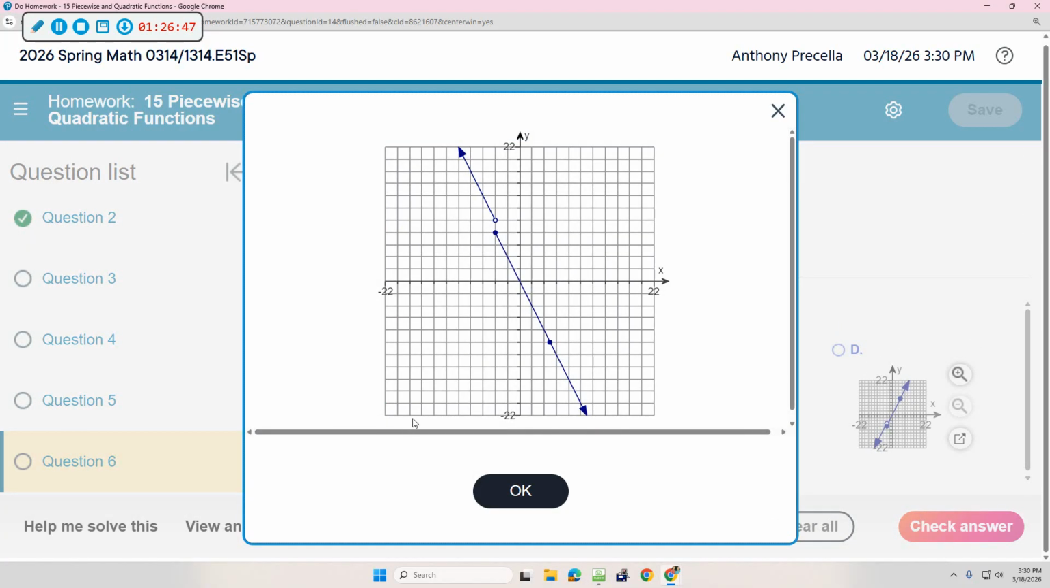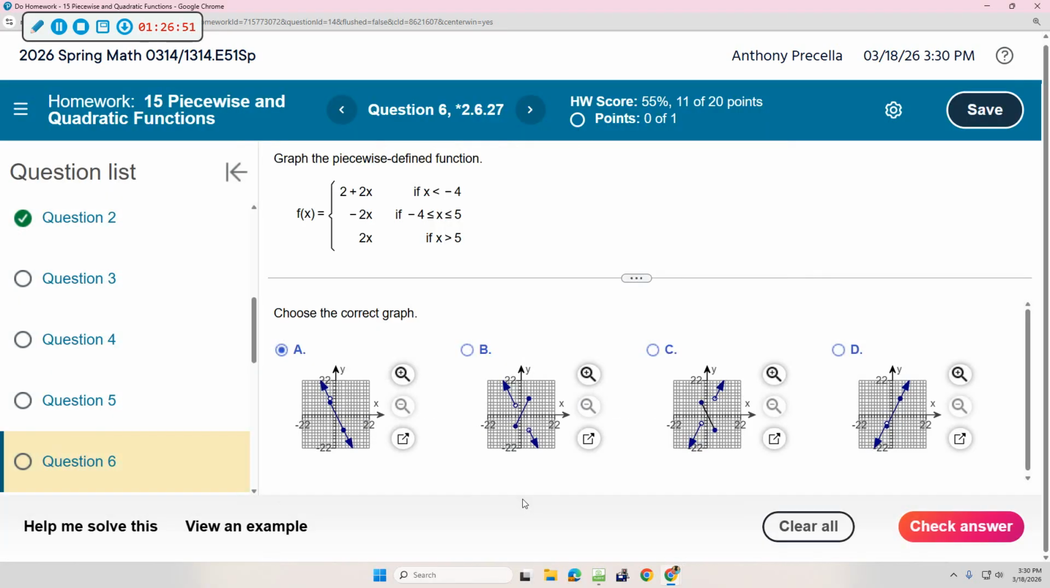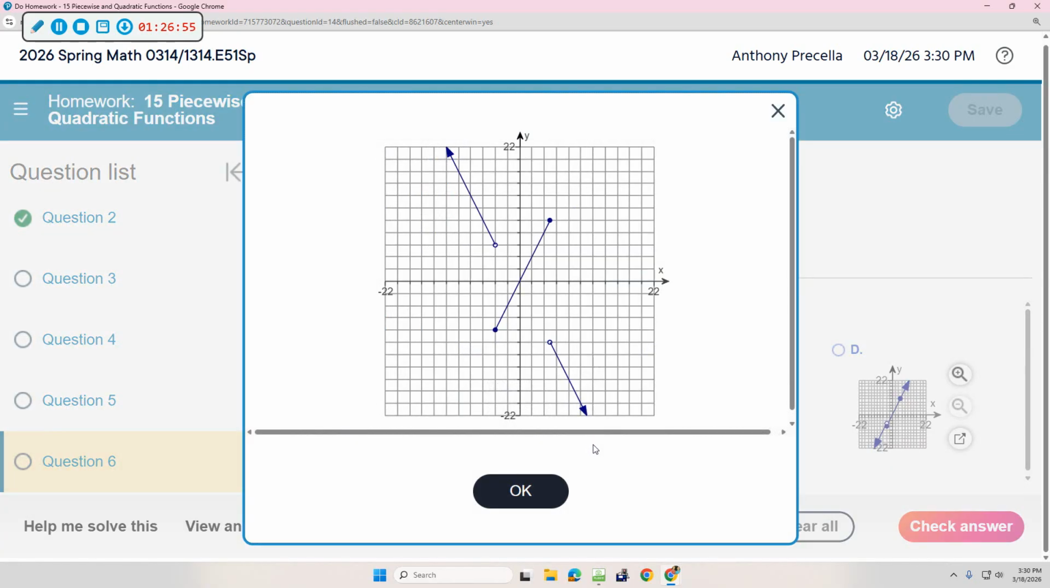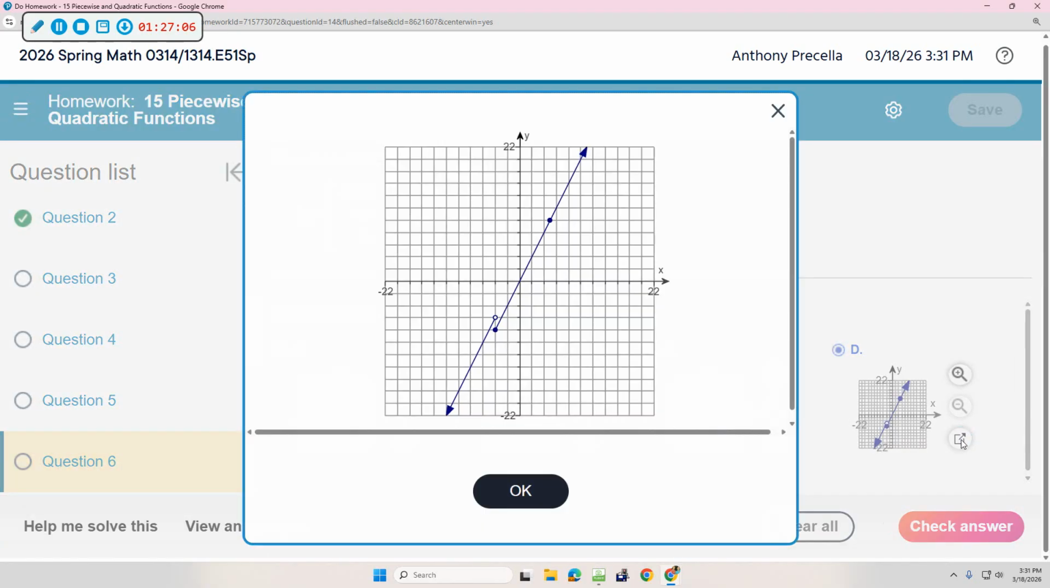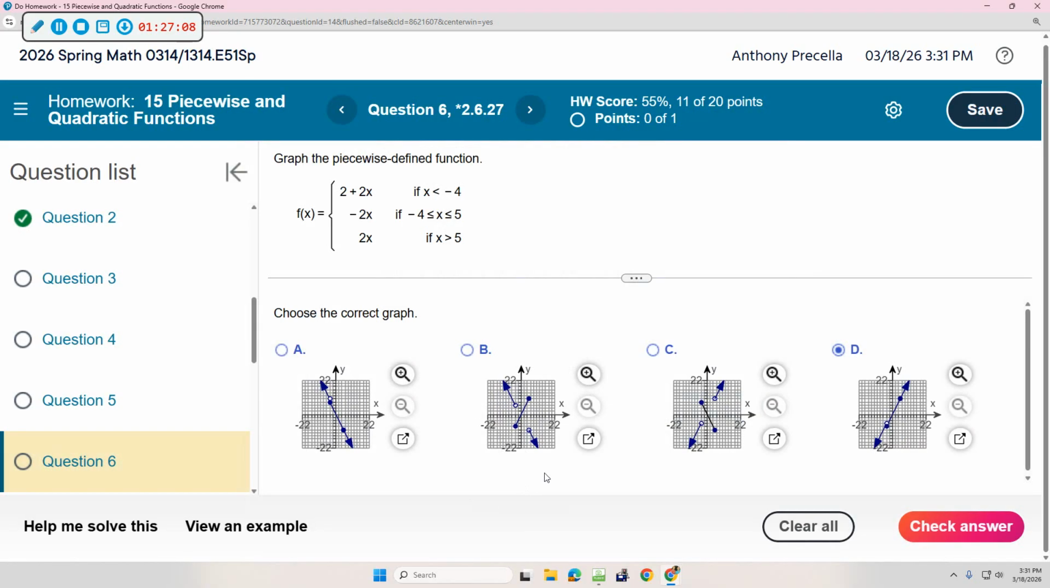Is it A? Oh, clearly not. Okay. Is it B? Oh, no. That's a pretty graph, but that's not our graph. Let's go with C. Is it D? No. It better be C. Is it C?